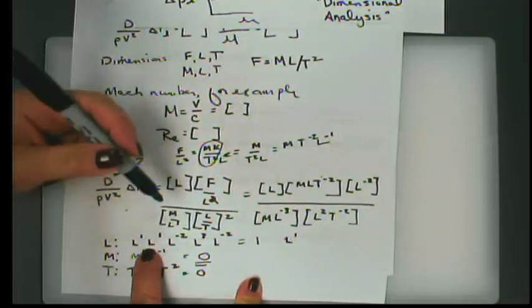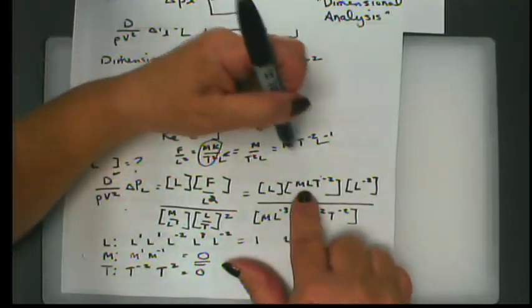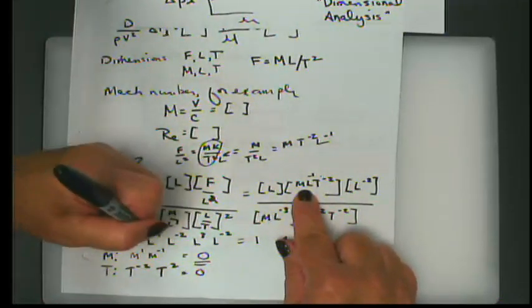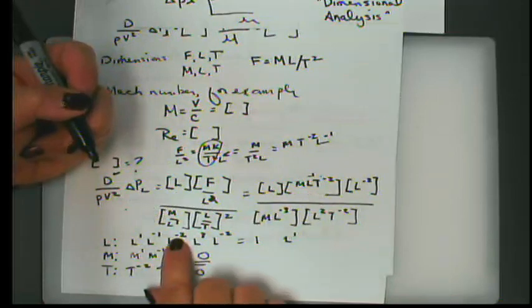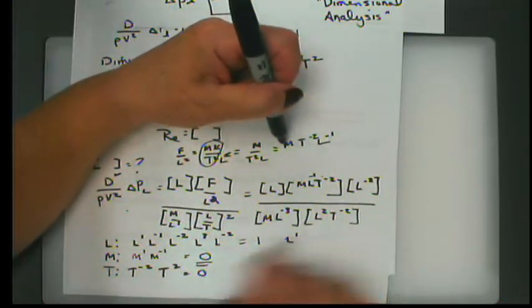Okay. So that's where my problem is. This should be minus 1 right here, shouldn't it? So this is minus 1. And I still come out with a weird number, so let me keep working on this.